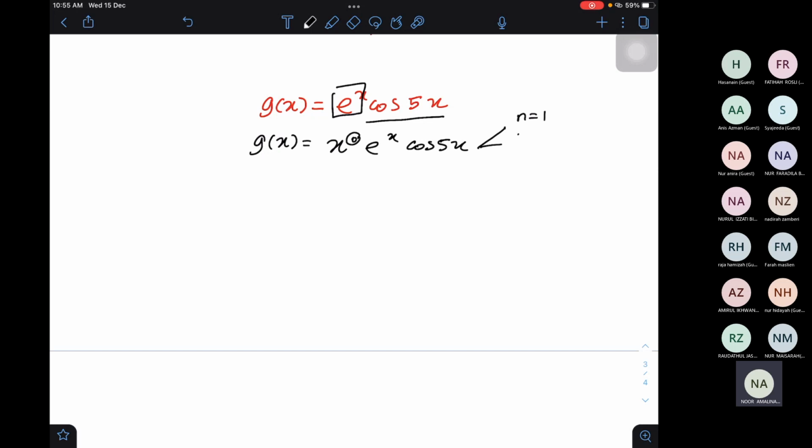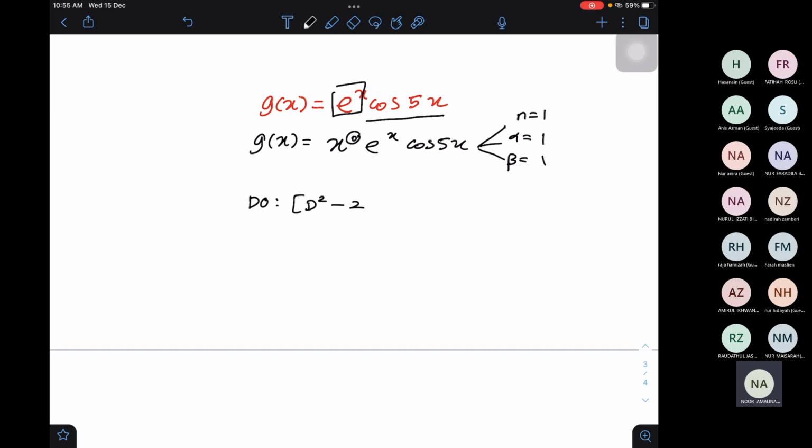Power tambah 1. Your alpha is equal to apa? Alpha 1. And your beta as well is equal to 1. Therefore, your differential operator will be d square minus 2 multiplied by alpha d plus alpha square plus beta square to the power of n. Okay, so your differential operator will be in the form of d square minus 2 darab 1, 2 minus 2d plus with 1 plus 1, 2. Power 1. So ini you punya differential operator.